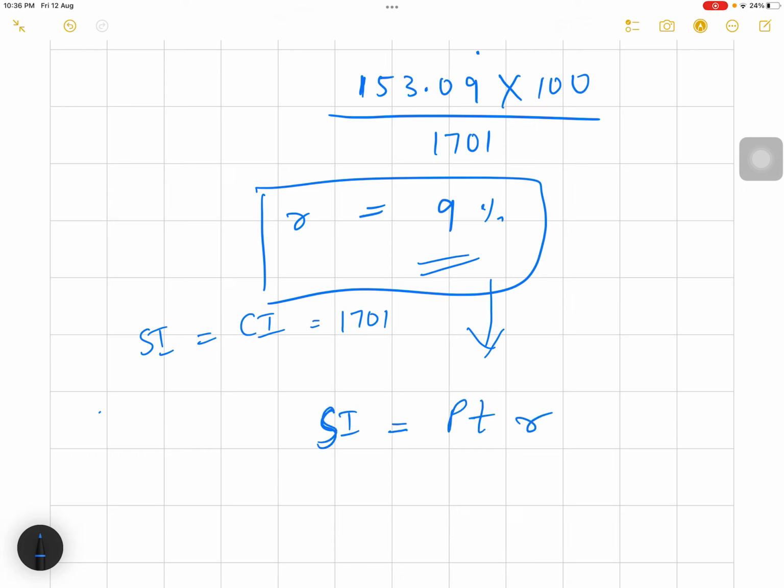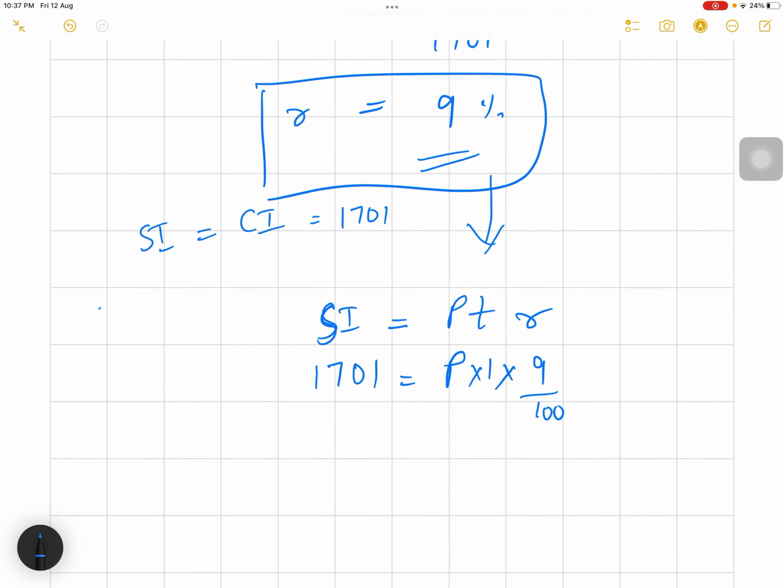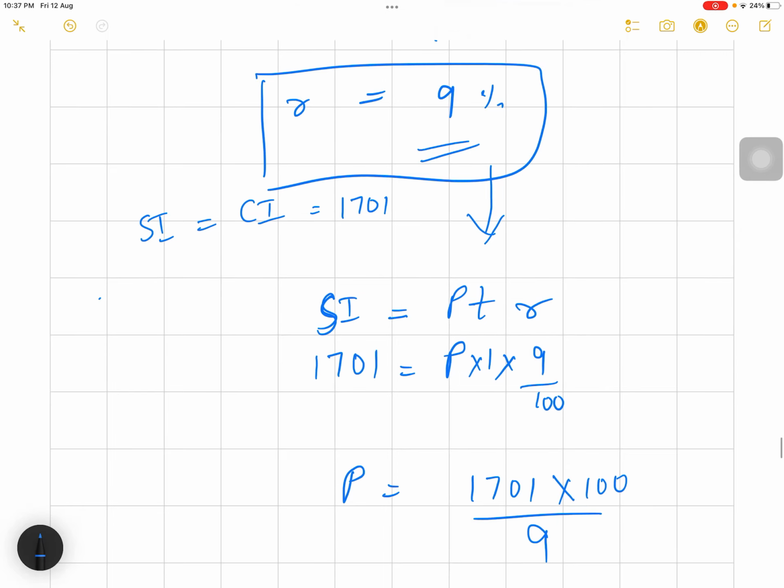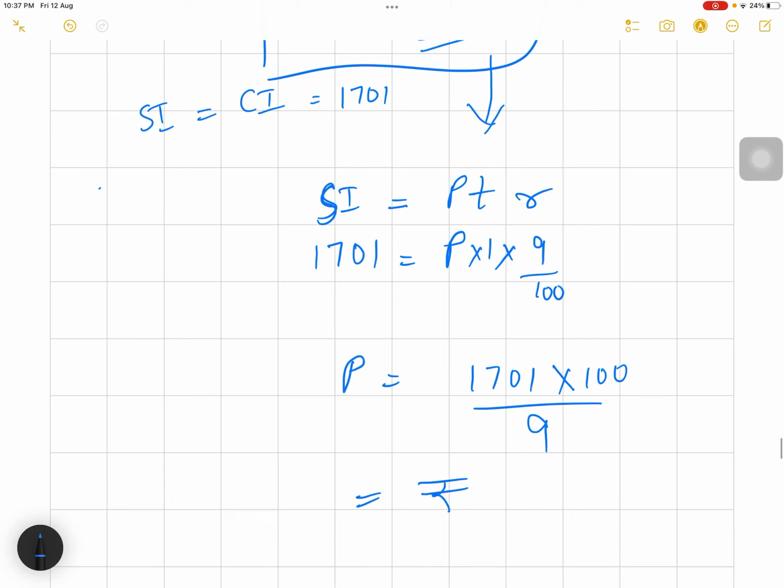Simple interest is equal to P into T into R. Now simple interest is 1701. Principal we don't know. T is 1 year and R is 9%. 9% means 9 upon 100 or 0.09. When you calculate this, P is equal to 1701 into 100 divided by 9. When you do this, you will get rupees 18,900. So the principal comes to 18,900 rupees.